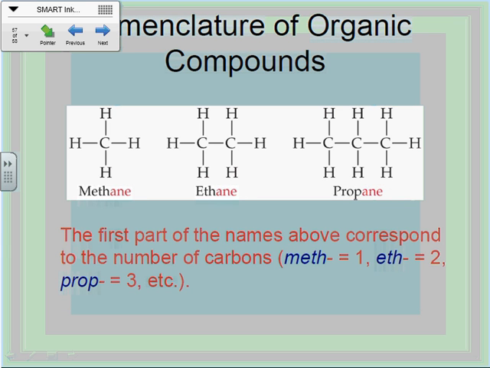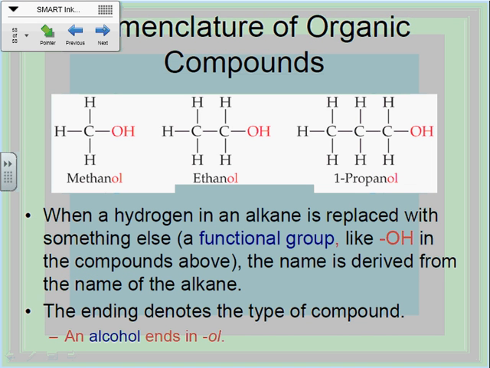But the first part of their names correspond to the number of carbons. So there's one carbon in this compound, so it's called methane. There's 2 carbons here, so it's called ethane. And there's 3 carbons here, so it's called propane. Now, I know those first 3, actually really the first 4, don't make any sense at all as far as their prefix. You just sort of have to remember this, okay?